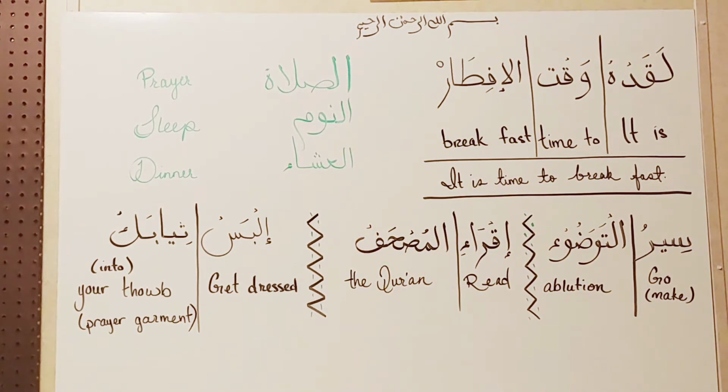So, لقد هو وقت الفطار. It is time to break fast, or it is time for iftar. لقد هو وقت الصلاة. It is time for prayer. لقد هو وقت النوم. It is time to sleep, or time for bed, go to bed. لقد هو وقت العشاء. It is time for dinner. A few of these down here are commonly used once again.